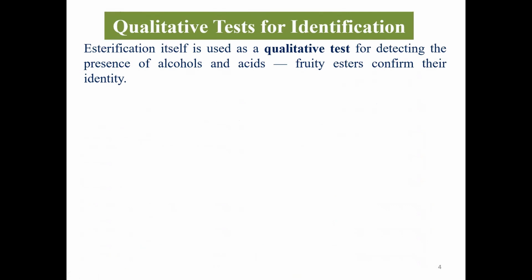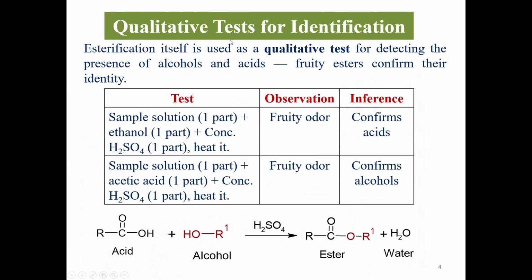So this esterification test is one of the important qualitative tests used to determine the presence of alcohols as well as acids. Because as we know, esters are formed by the reaction between carboxylic acid and alcohol. That means if an unknown compound is forming ester, either the given sample might be a carboxylic acid or it might be an alcohol. Okay. Now let us consider these two conditions separately.